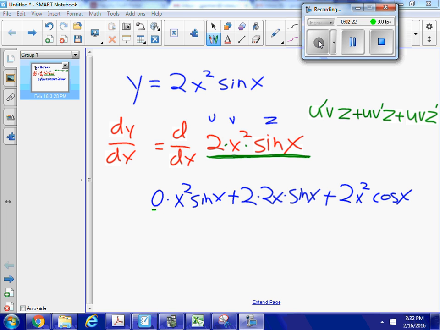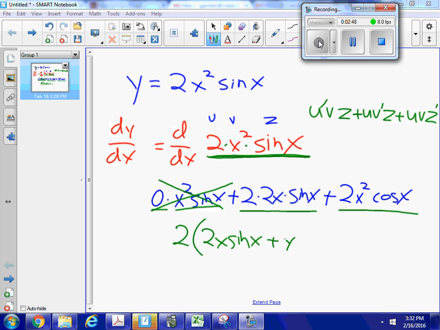Now, 0 times anything is 0, so that goes away. So now I'm looking at a derivative of 2 times 2x sine x plus 2 times x squared cosine x. How about if I just factor out a 2, and then I have 2 times 2x sine x plus x squared cosine x. I can simplify that a little bit more, but I'm not going to right now. I just want to leave it like that. So this is my y prime.